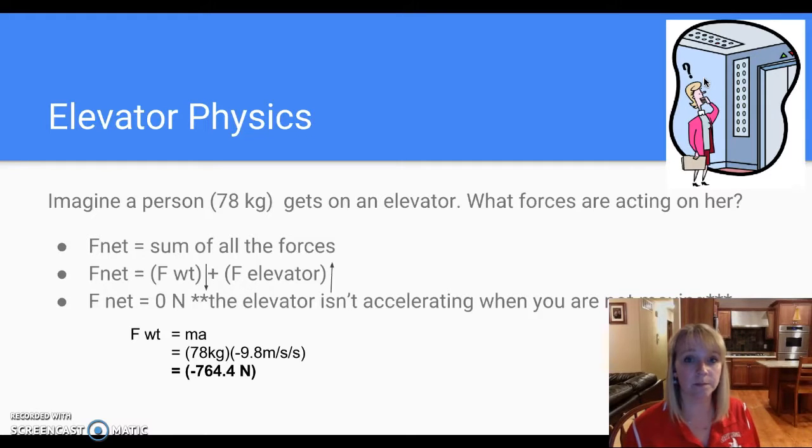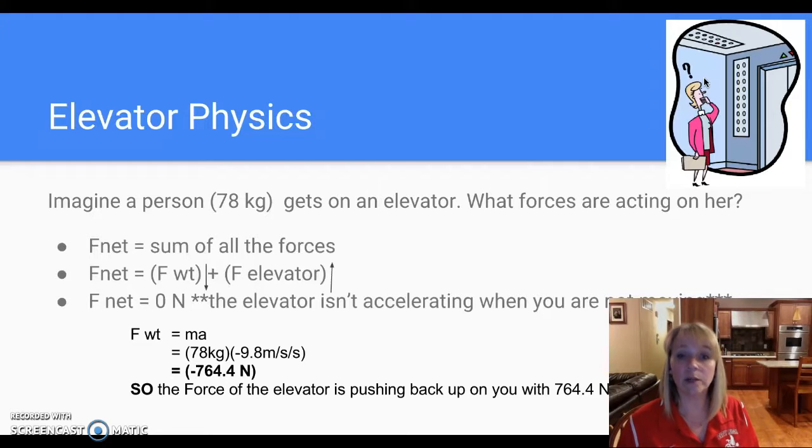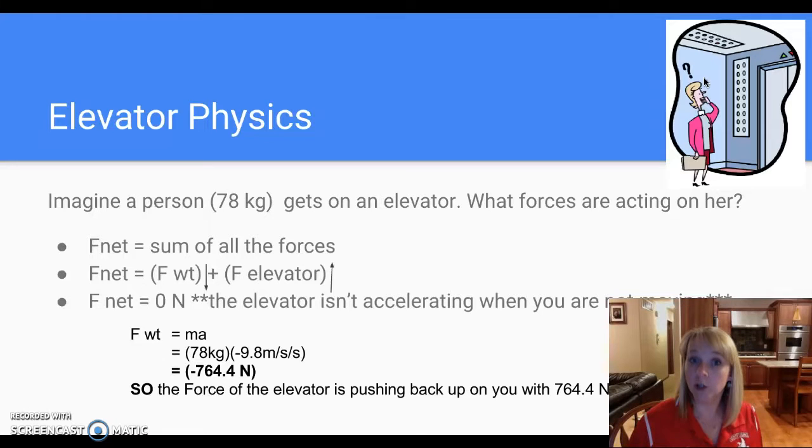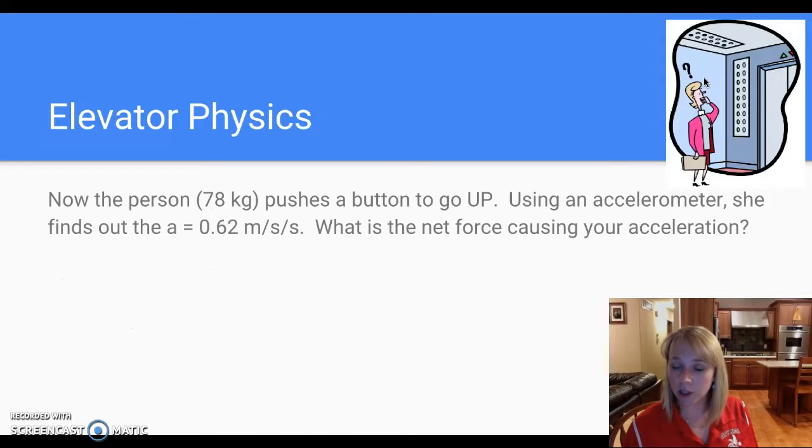So we get a weight of negative 764.4 newtons. If that's the force acting down on you, the elevator has to be pushing back up on you to get a net force of 0. A lot of times you can step on a bathroom scale and it would read your weight. That's what it would read in an elevator if you had a Newton scale: 764.4 newtons.